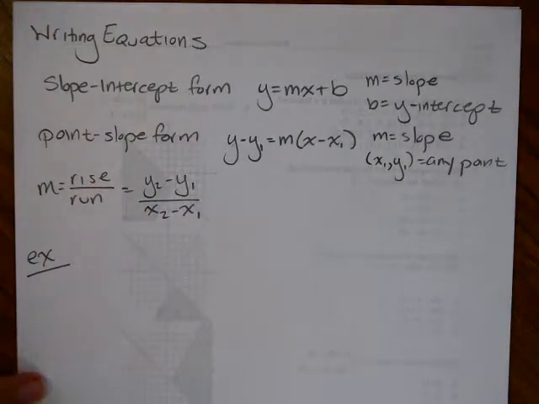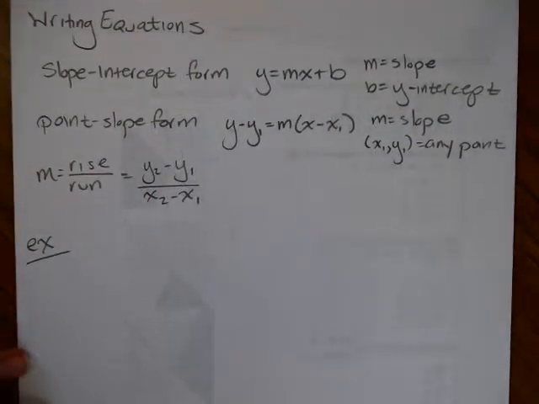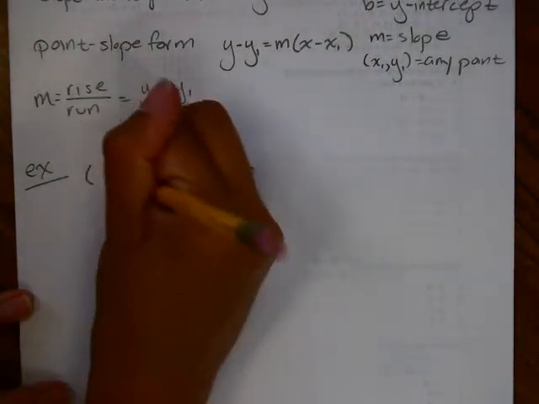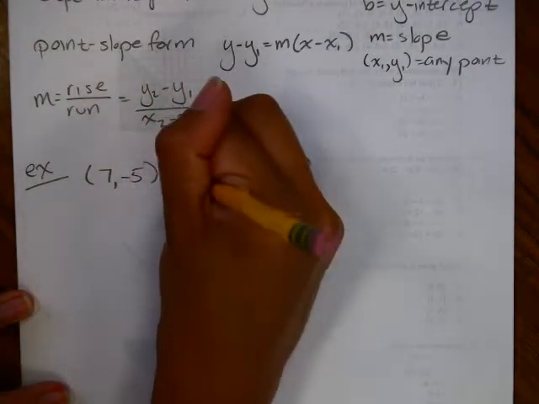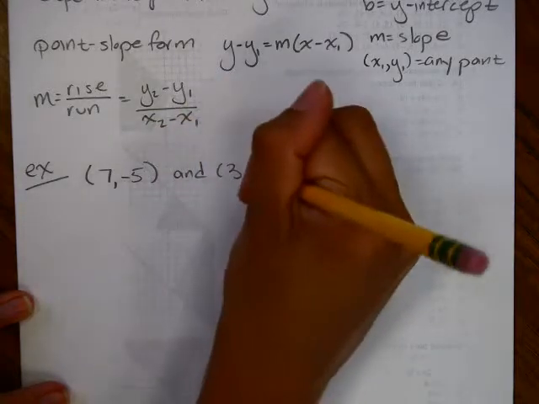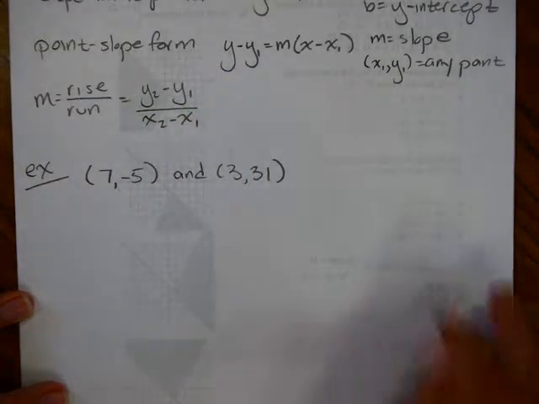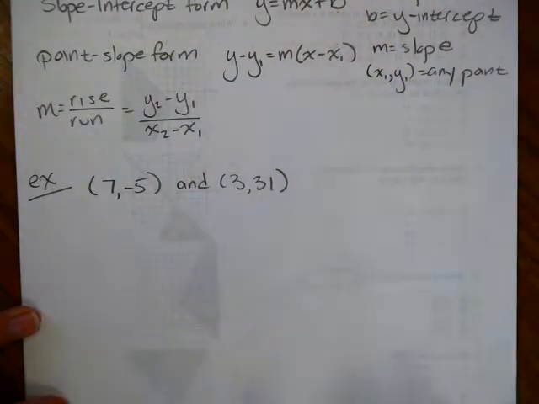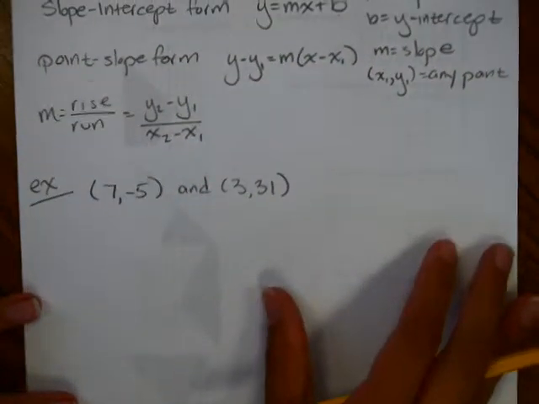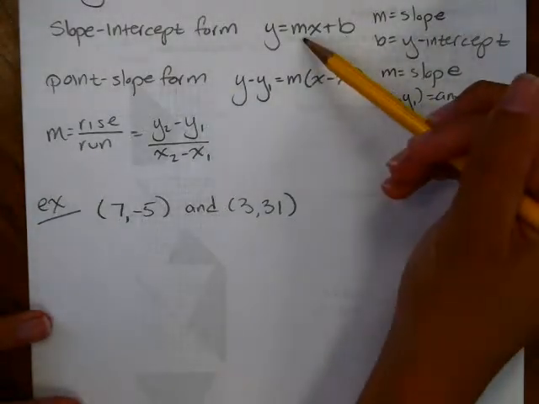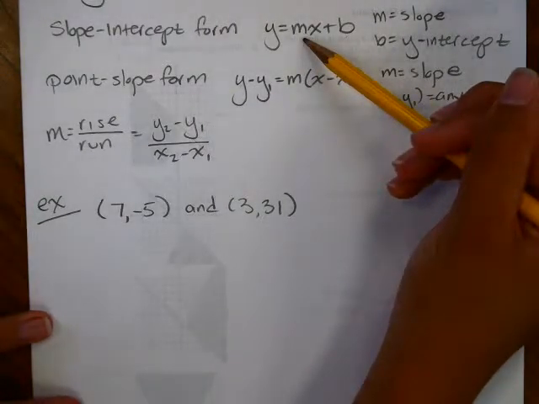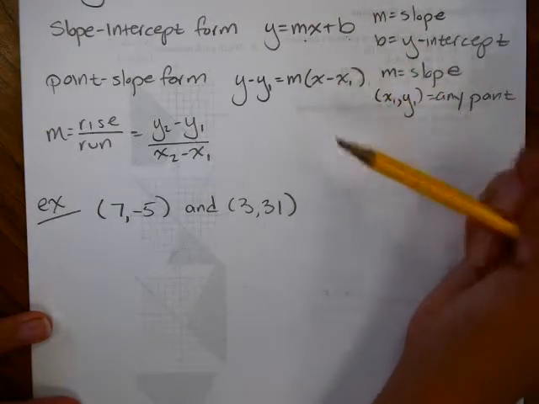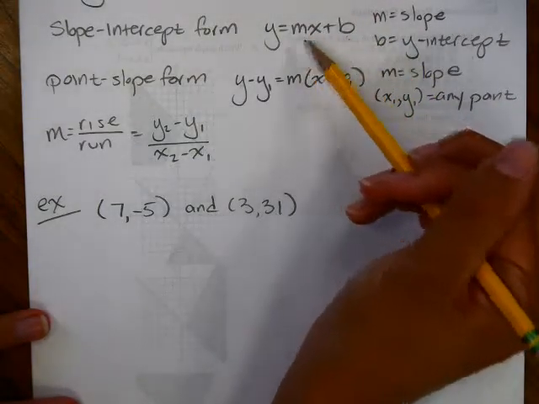Okay, here's an example for us. Let's find the equation of the line that passes through the points (7, -5) and (3, 31). Now, like I said, I'm going to go through this using slope-intercept form to start off with. Okay, do we know the slope of the line? No, it's not given to us. Do we know the y-intercept? Nope, also not given to us. So we're going to have to find both of these.